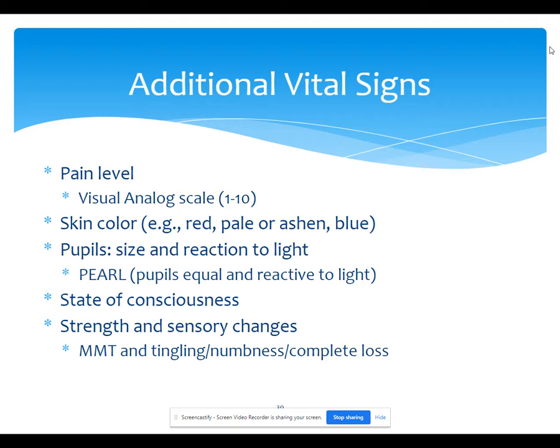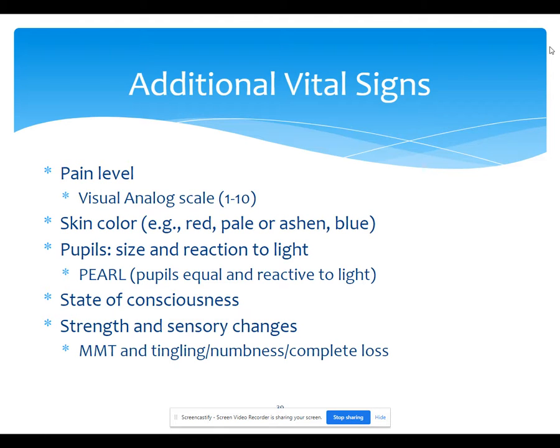Additional vital signs that we can take into consideration would be pain level, so the 1 to 10 pain scale, or a visual analog scale. Skin color: is it red, pale, ashen, blue? We want to look at that. If it's red, possible heat stroke or high blood pressure. Pale or ashen, possible shock or internal bleeding. Blue, which is cyanotic, means there's a respiratory airway problem, probably obstruction.